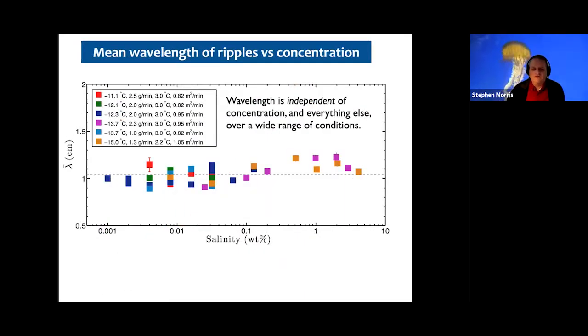What about the wavelength? Well, it turns out that over a very wide range of impurity concentration, the wavelength is still 1 centimeter pretty much. It's extremely constant. All the different colors correspond to different growth rates and to different temperatures and flow rates. So the wavelength is independent of the concentration and everything else. So we've never made an icicle where the wavelength was consistently different than 1 centimeter.